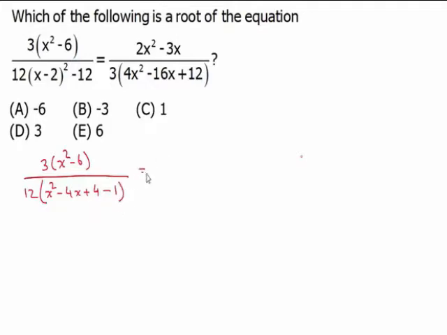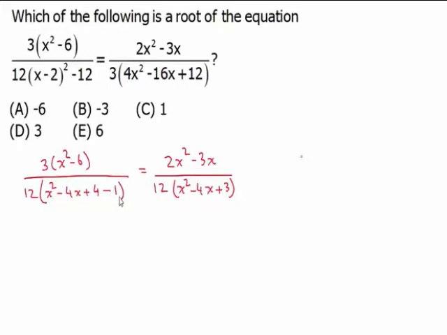And on the right hand side we have 2x squared minus 3x on the top. And on the bottom we see that we can take out a 4 as a common factor. And 4 times 3 is 12. So we have 12 times x squared minus 4x plus 3. Oh, and notice that 4 minus 1 is also equal to 3. And therefore, the two denominators are exactly the same.